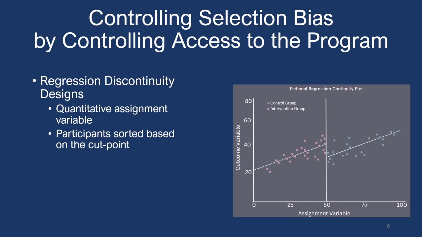From there, one score within the range of all the values is designated as the cut point, which acts as a sort of threshold. So on the screen, if you were to line up all these dots, forget the outcome variable for a moment, line up all these dots along the x-axis, 50 is our assignment variable. It's our cut point.